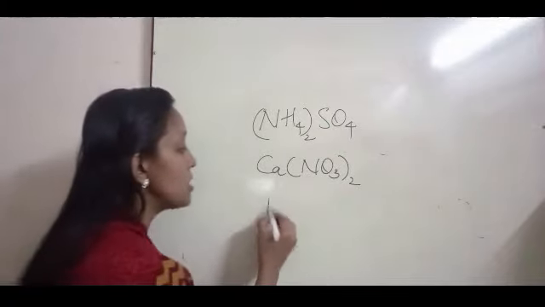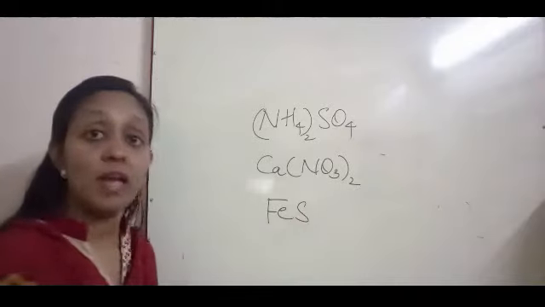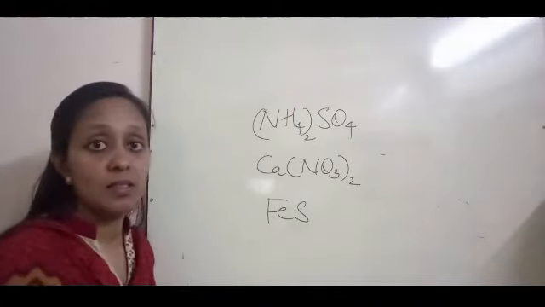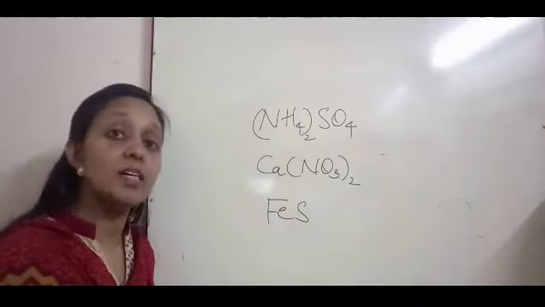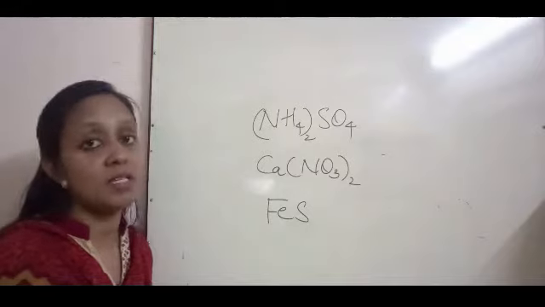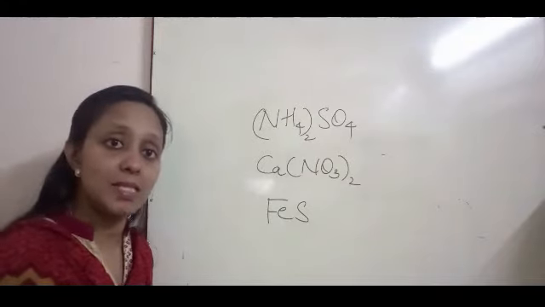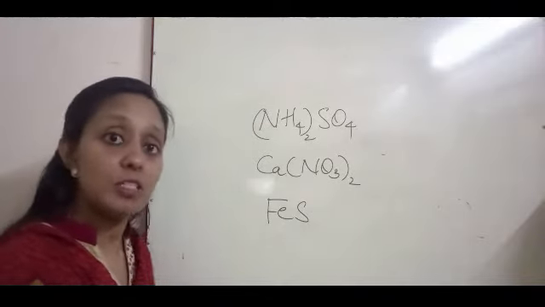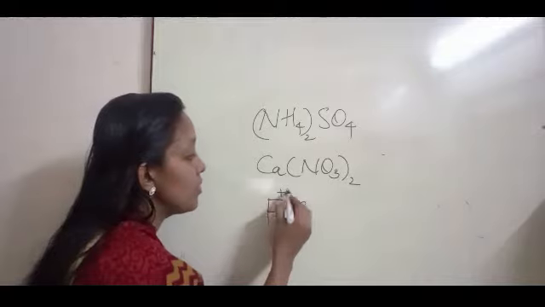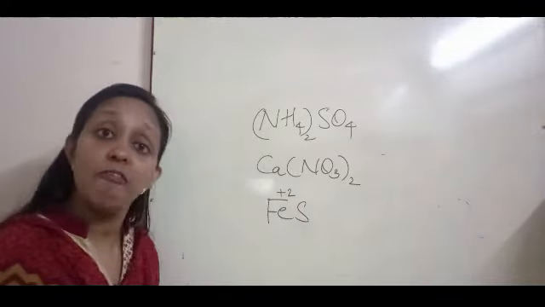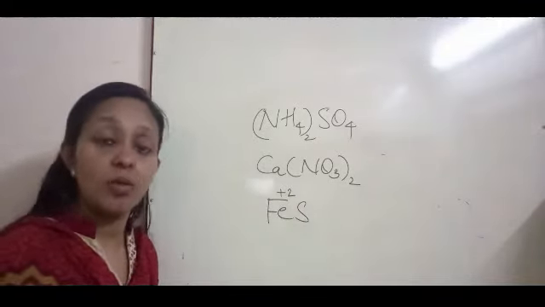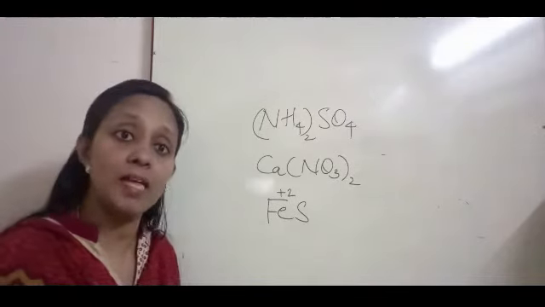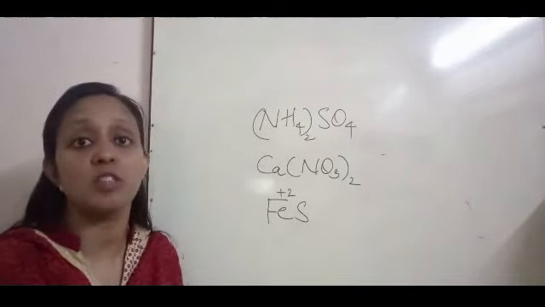The next compound is FeS. How to read this compound? See children, we have already learned that iron shows 2 different valencies, that is +2 and +3, isn't it? So if it is +2, you call it ferrous. But we are not sure whether it is ferrous or ferric. If it is Fe3+, it is ferric. So we are not sure whether it is ferrous or ferric.